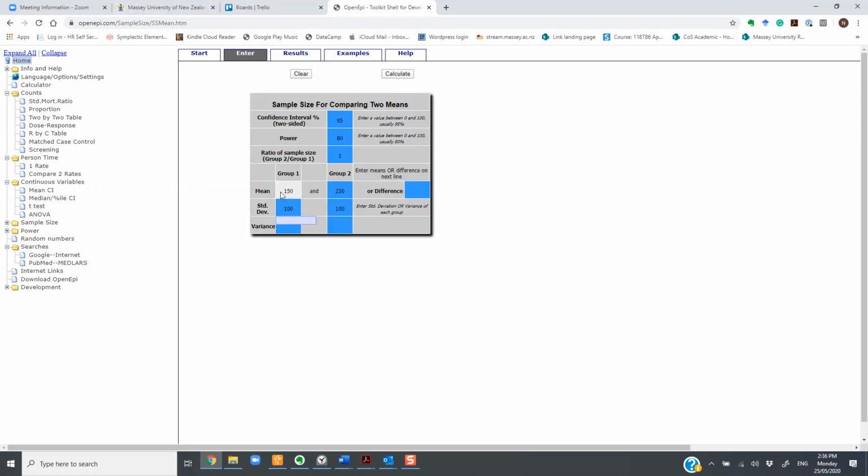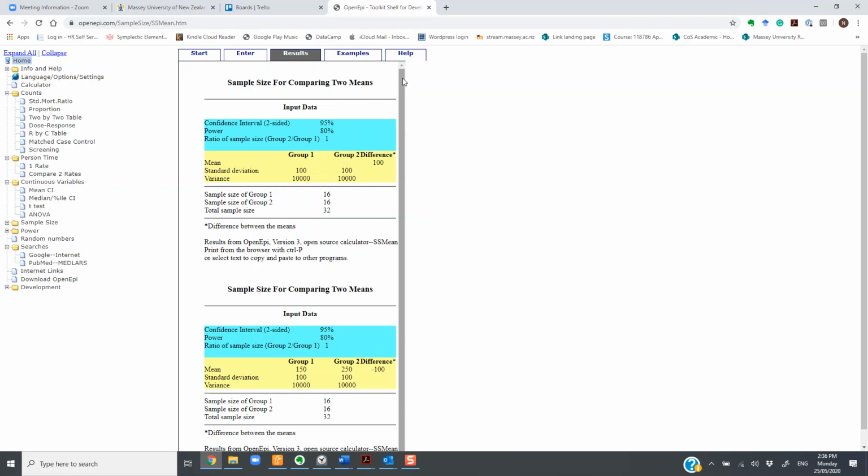Now it's important, I'm just going to go back to this. You do have an option of not entering an actual average mean in that, so we can just delete those rather than 0, and you can put in a difference. Okay, so if we put in 100 there and calculate, you can see that we again need only 16.